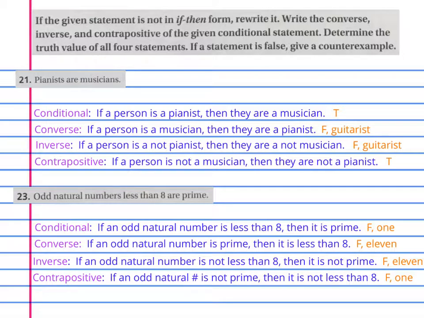And again, the counterexample that works for the conditional also works for the contrapositive, so 1 works, okay? 1 is an odd natural number that's not prime, and it says then it is not less than 8, but it is. So 1 is a counterexample. It fits the first set of requirements that it's an odd natural number that's not prime, but it does not fit the second part of not less than 8 because it is.